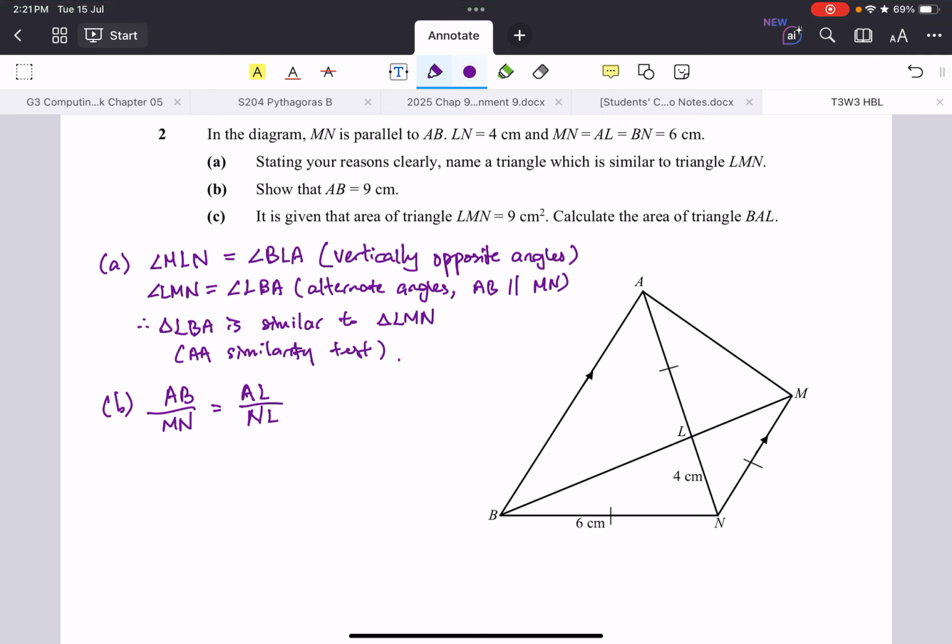Okay, so now AB is what we want to find. MN is actually equals to BN, correct? Because of the little symbol here telling us that they're equivalent, therefore it is 6. AL over NL is 6 over 4. So therefore, AB equals to 6 over 4 multiplied by 6, which is equals to 9 cm. Shown. We should put shown here as well.